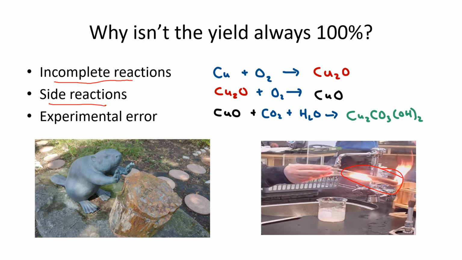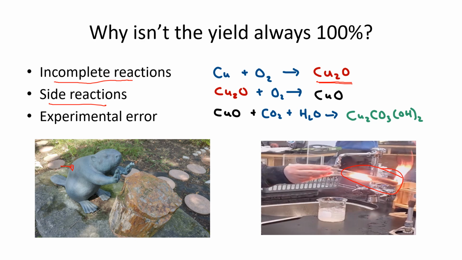So an example is what happens to create this nice greenish color on brass statues. They always end up kind of greenish, like the Statue of Liberty. And it's because the copper will react with oxygen.